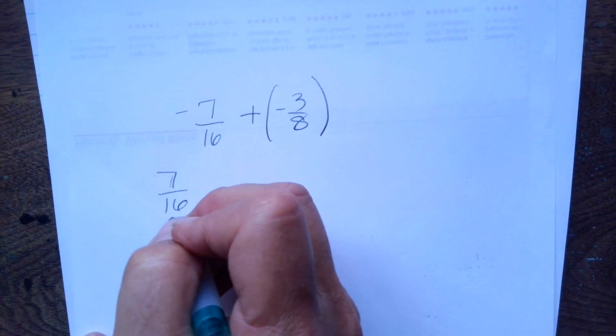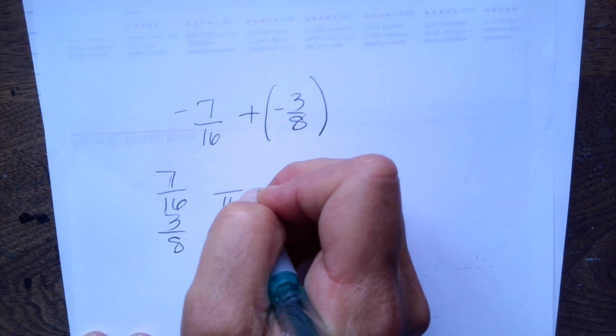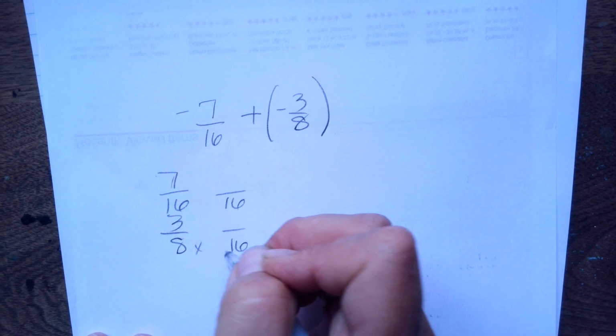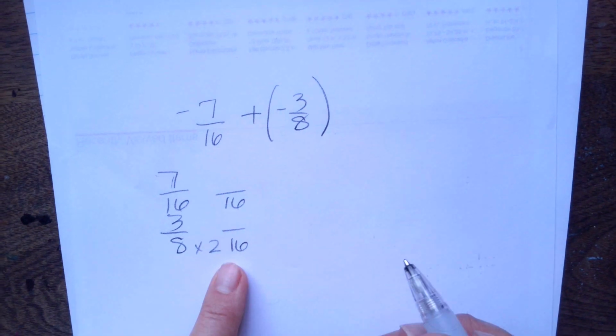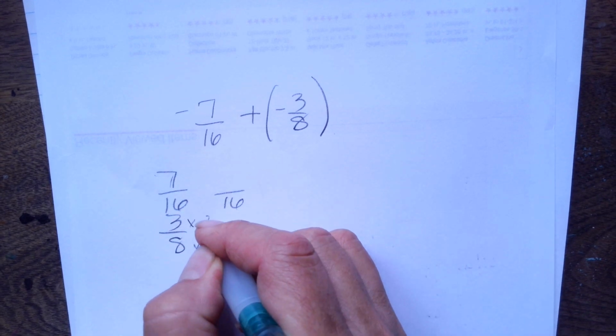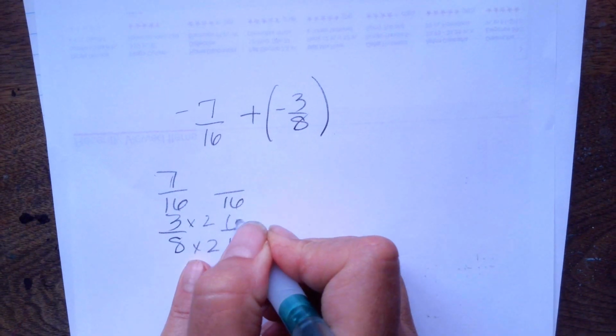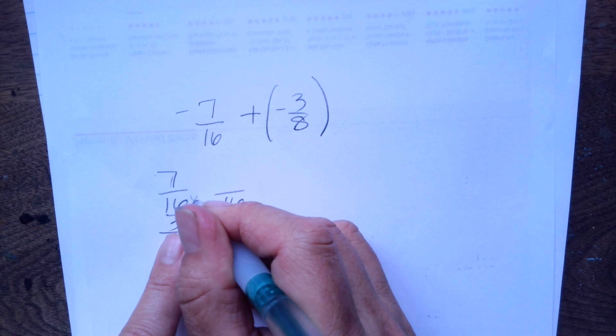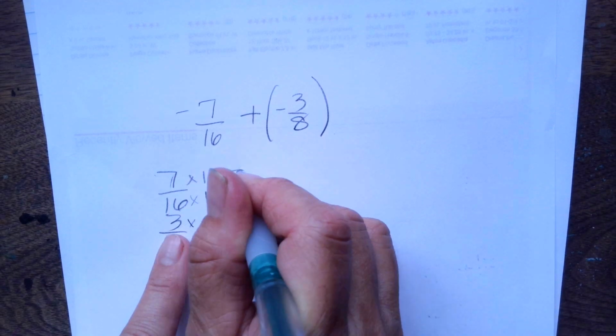We have 7/16 and 3/8. 16, 16. You can't just change an 8 to a 16, so what would you do? You would multiply it by 2. Anything you do to the denominator, you do to the numerator. And then same thing here, this is times 1, times 1.